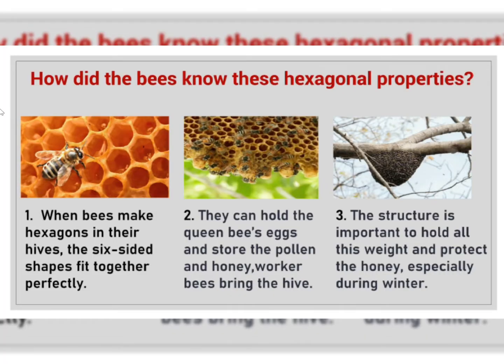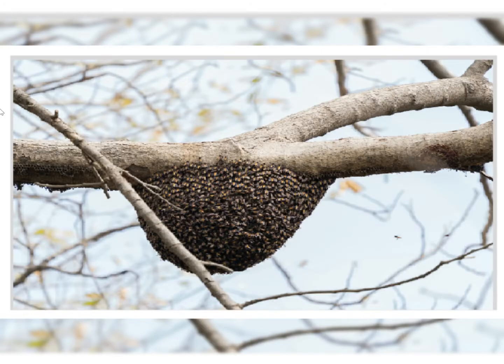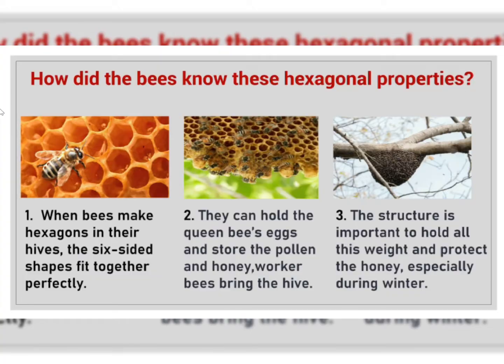The third reason is that honeybees have to make and eat about 2 tablespoons of honey, so a bee colony can produce 100 pounds of honey. In some places, they can even produce 300 to 500 pounds. So the structure is important to hold all this weight and protect the honey, especially in winter. Now you can understand why bees always use hexagons to make beehives.